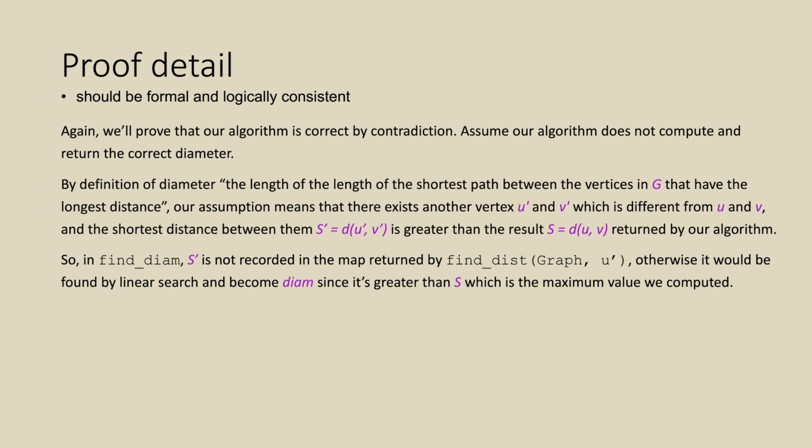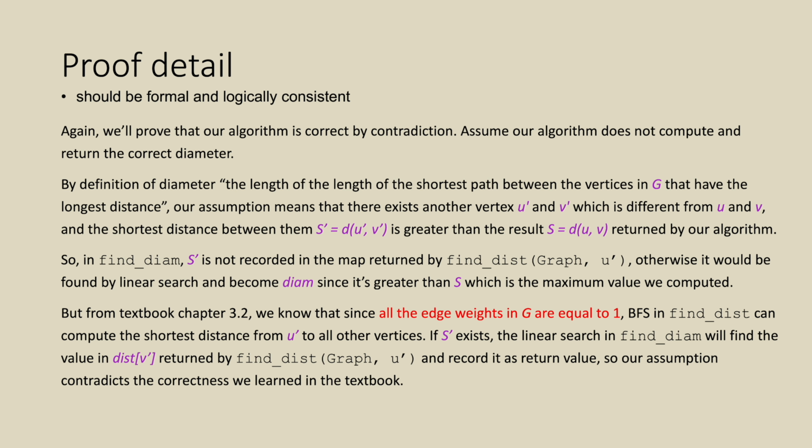The S prime is not in the set returned by find dist starting with u prime. Otherwise, the linear search in find diameter will find it and replace our result. But based on the fact in the textbook, BFS correctly computes and returns the distance S prime between u prime and v prime, which is a contradiction. The red highlighted part is crucial because we want to make sure that this algorithm only works when all the edge weights are equal to 1.